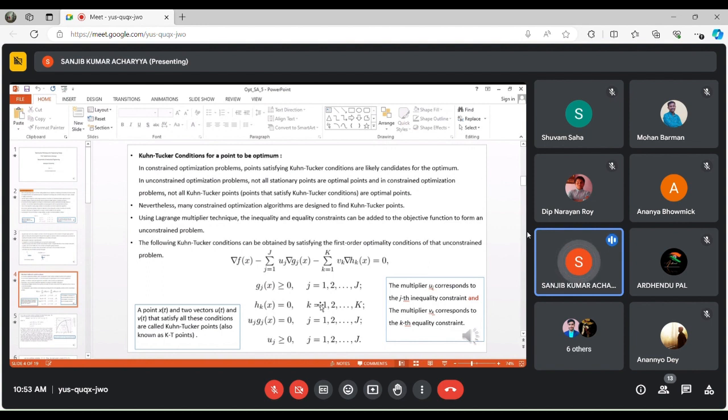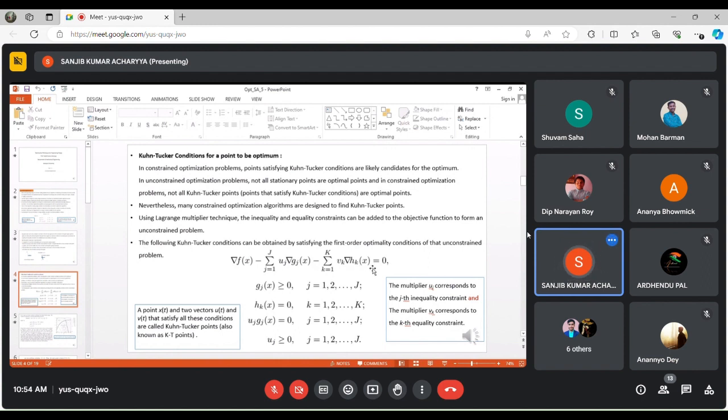Suppose we have J number of inequality constraints, g_j(x) greater than or equal to 0, and K number of equality constraints in the problem. The first condition for getting a Kuhn-Tucker point is that grad f(x) minus summation of u_j grad g_j(x), where u is some parameter or constant taken for this problem, so it will be u1 grad g1, u2 grad g2, u3 grad g3 in this way, and then minus summation of v_k grad h_k(x) equals 0.